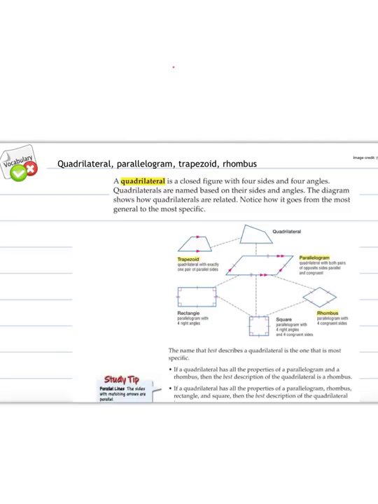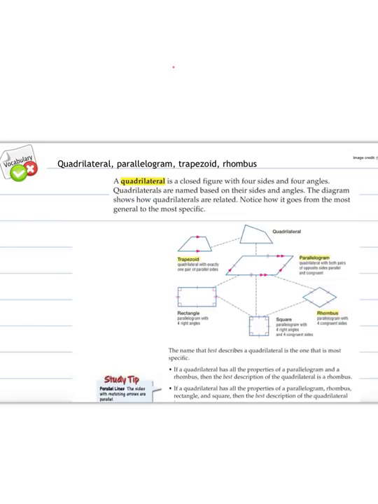A quadrilateral is a closed figure with four sides and four angles. Quadrilaterals are named based on their sides and angles, and the diagram shows how they are related. Notice that it goes from the most general to the most specific, so quadrilateral is the most general way to identify something, and then all the way down to a square.